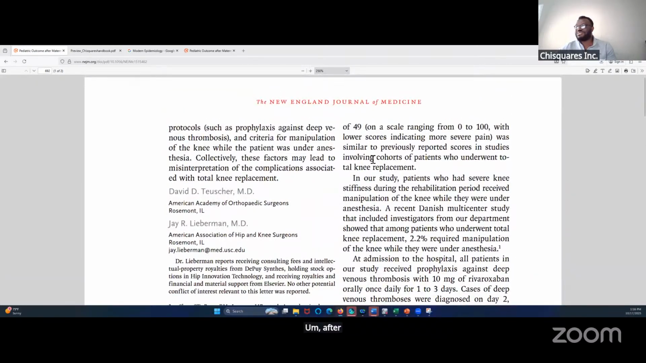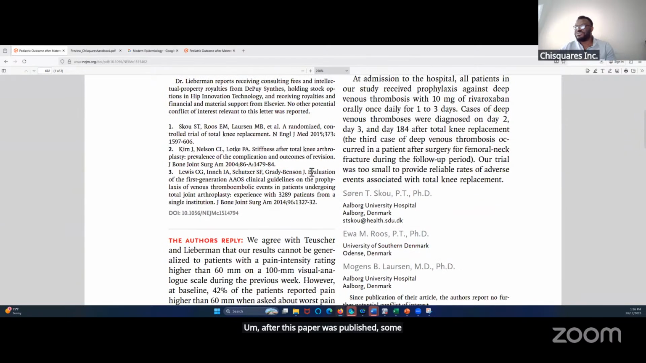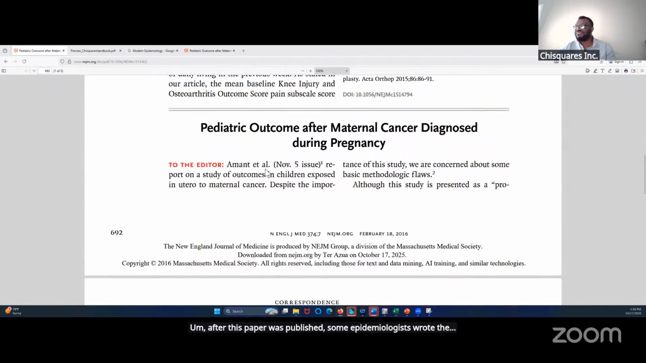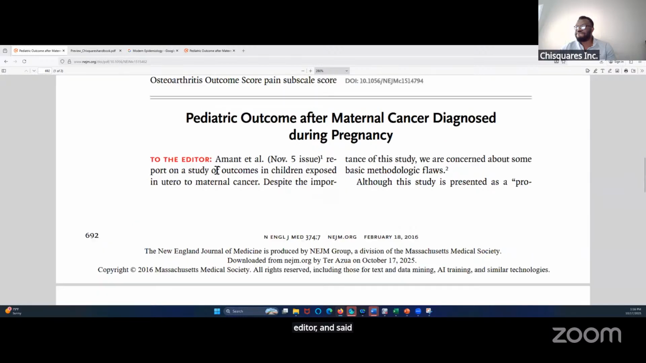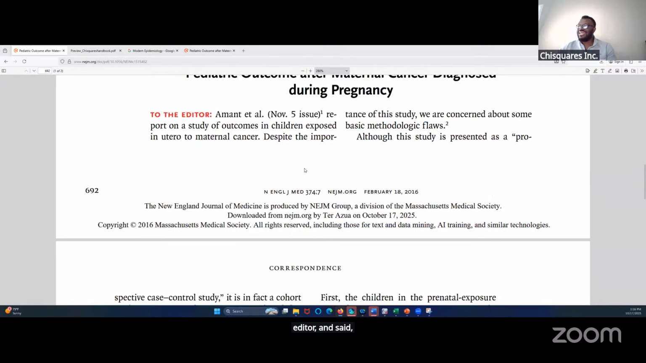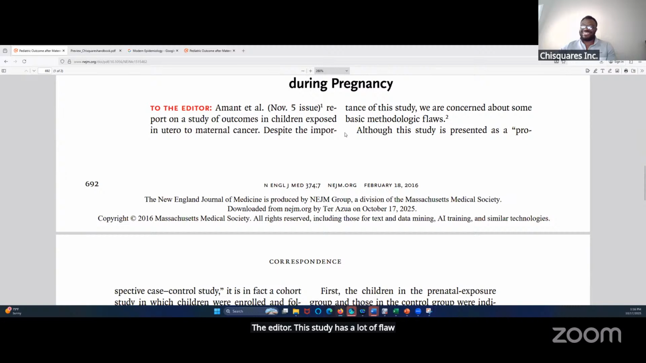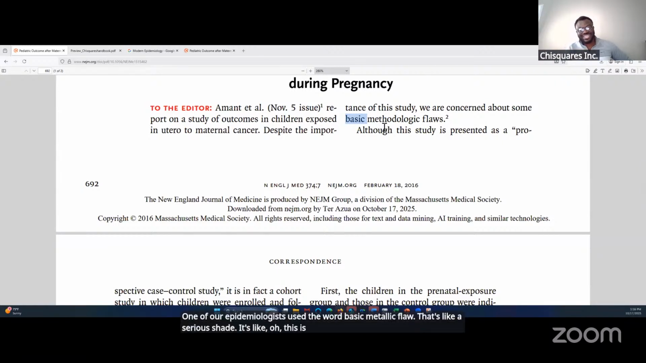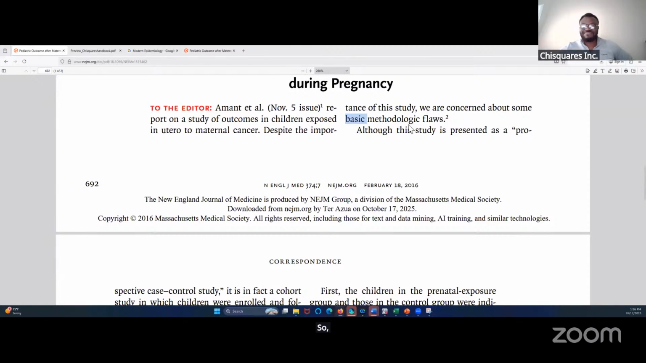After this paper was published, some epidemiologists wrote to the editor and said, "Dear editor, this study has a lot of flaws. Despite the importance of this study, we are concerned about some basic..." whenever an epidemiologist uses the word basic methodological flaw, that's like a serious shade. It's like, oh, this is so basic that we're so shocked that you didn't even know this. So they said they are concerned about some basic methodological flaws.